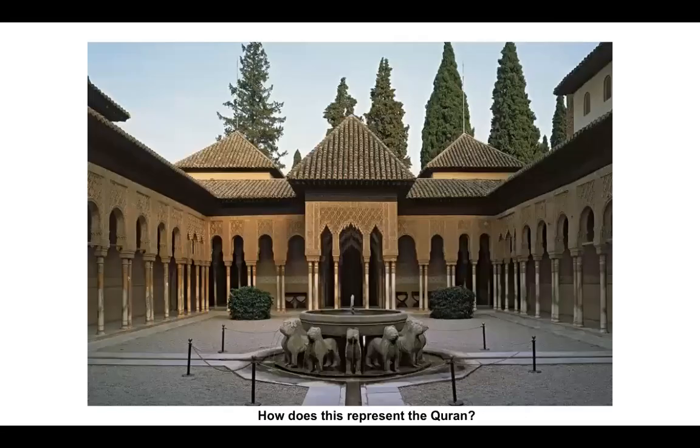Now, one of the things that you might notice is that with this channel with the water, in the very center, there is a fountain. And this is called the Court of the Lions. Where does it get its name?